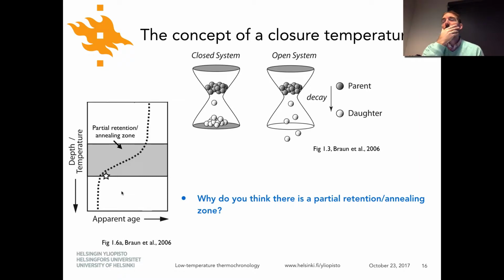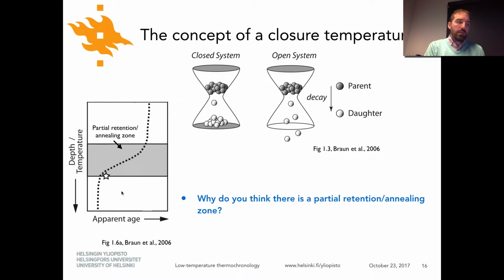Yeah. The partial retention zone is the same when you have erosion rates of 1 meter per million years or 100 meters per million years? Yeah. So no, it's not exactly the same. And we'll see an example of that. I think it's in this lecture in a little bit.